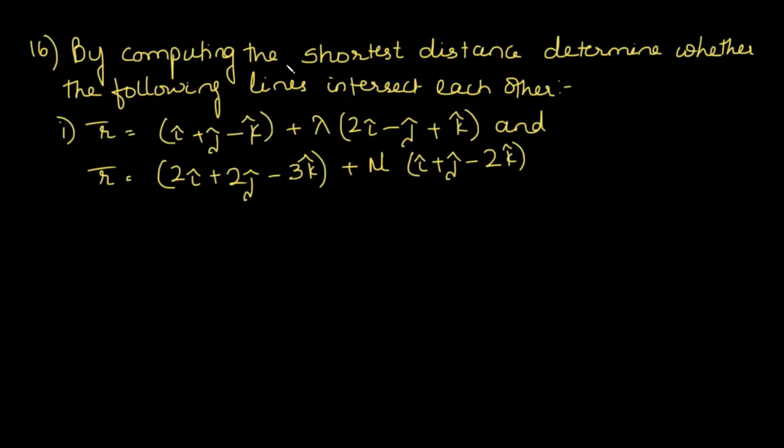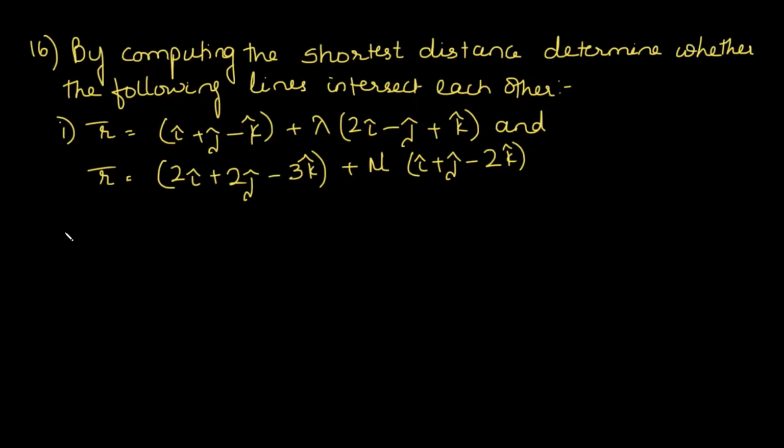The 16th question: by computing the shortest distance, determine whether the following lines intersect each other. Again, we have done a similar sum in the previous exercise, so I'm just reminding you all how to do these sums. The two lines are given whose vector equations are here. We will use this and find the shortest distance between them. If the shortest distance is 0, then the lines intersect, otherwise they do not.